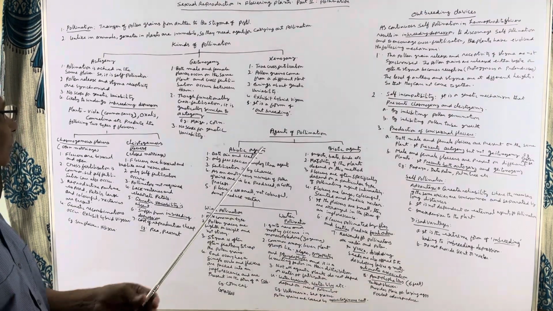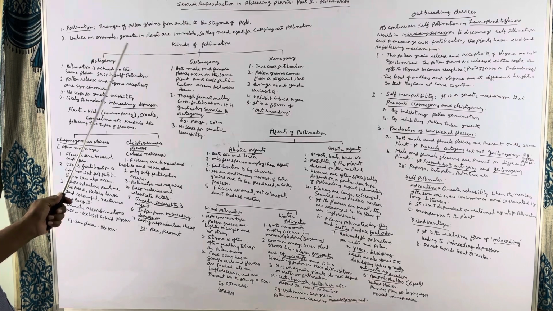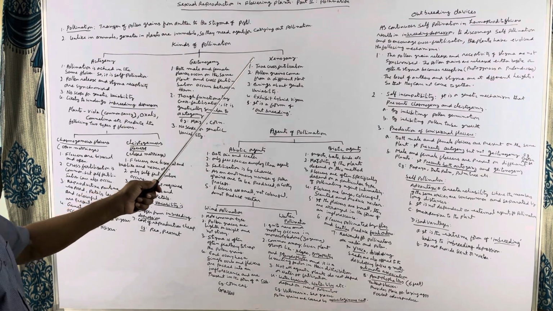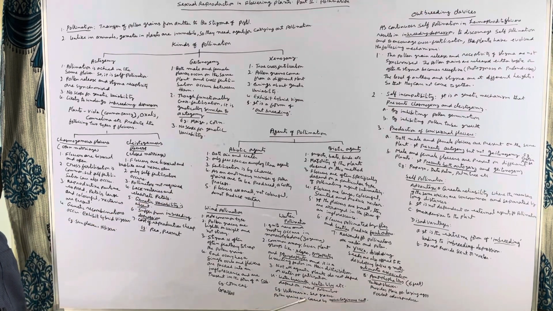So in this way, pollination occurs in the form of autogamy, geitonogamy, and xenogamy. And remember, only in xenogamy does genetic variability occur, and it contributes to the process of evolution.